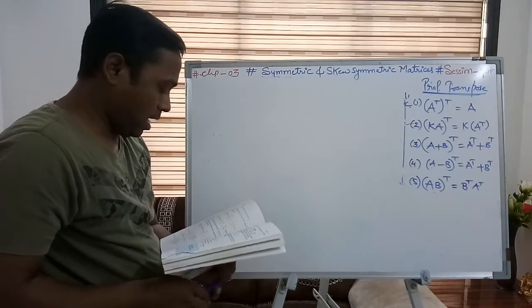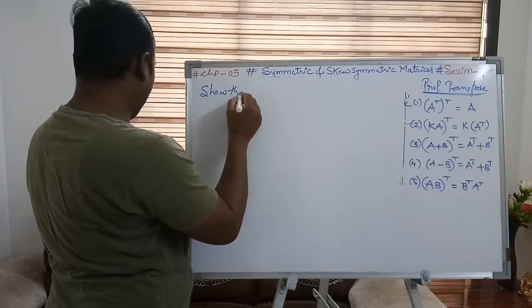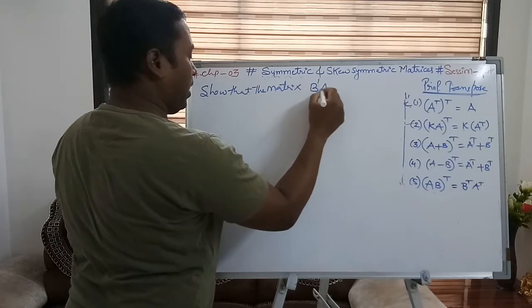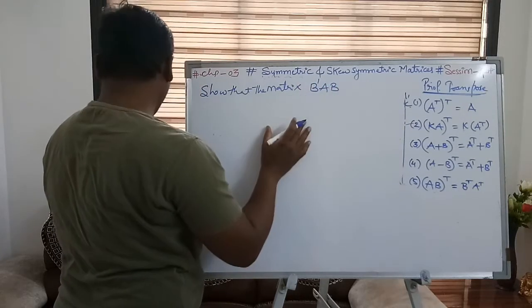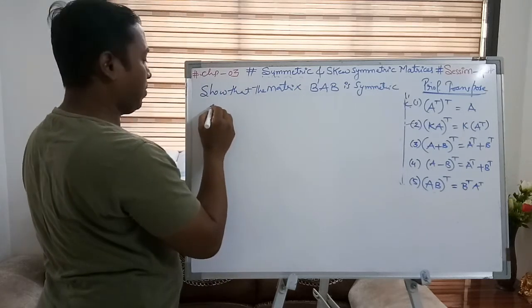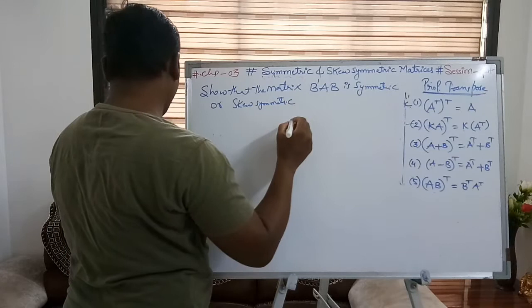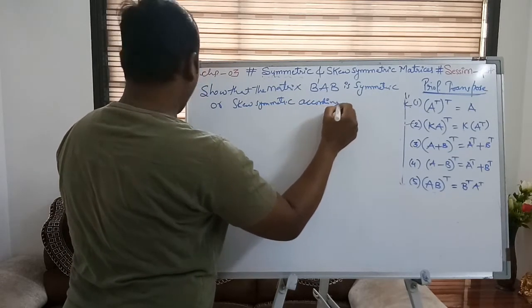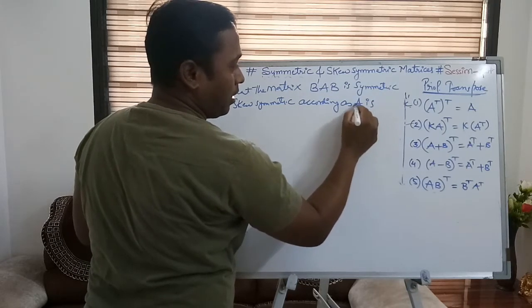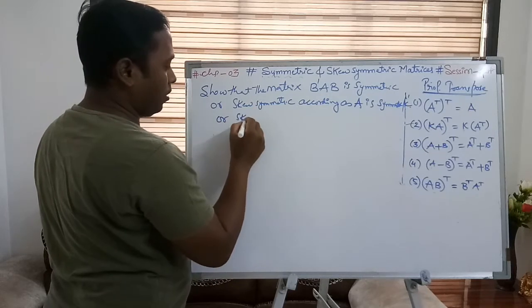Right. What is that? I'm writing the question again here. As a question, they are asking this: Show that the matrix B dash A B is symmetric or skew symmetric according as A is symmetric or skew symmetric.